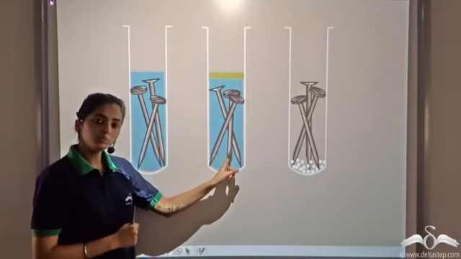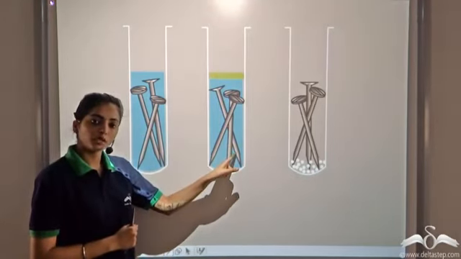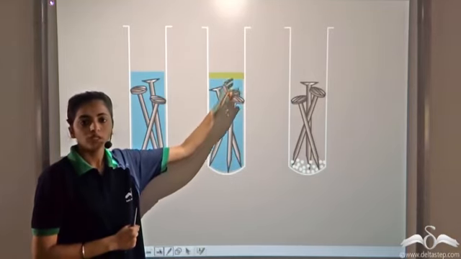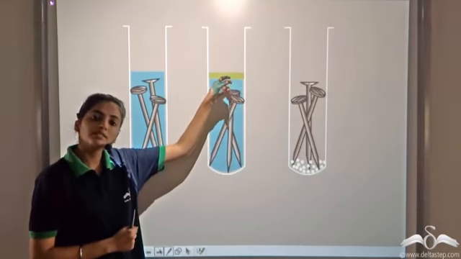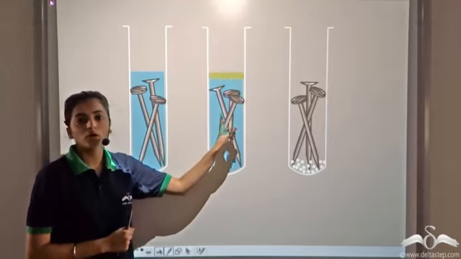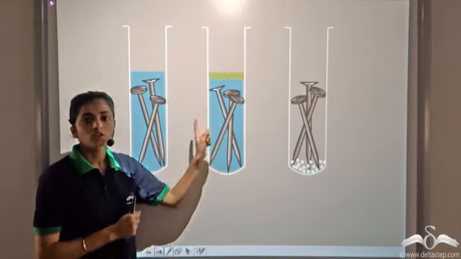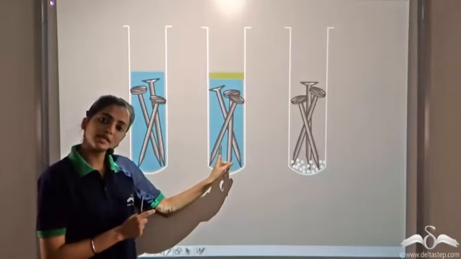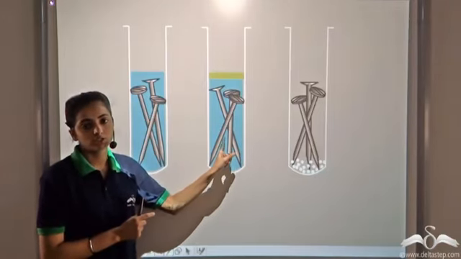In the second test tube, the iron nails are immersed in water and a layer of oil is put on the top. This oil layer prevents any oxygen from coming in contact with the iron nails. So, in short, there is presence of only water in the second test tube and not oxygen.